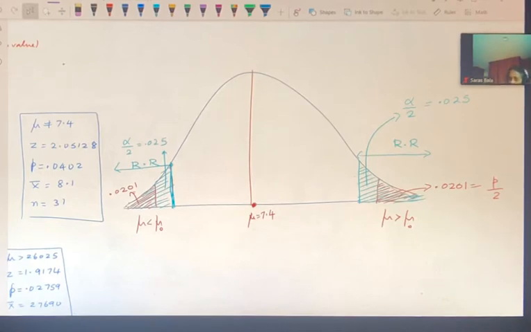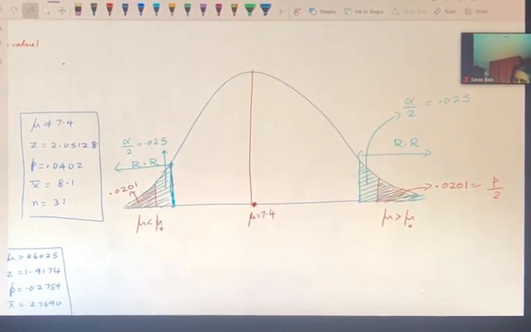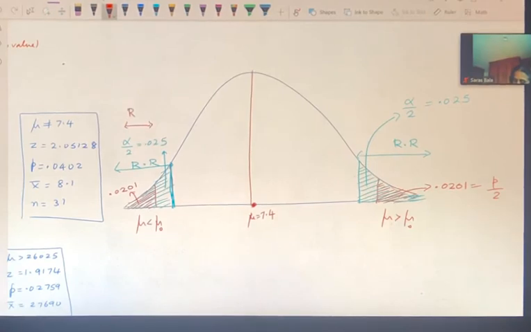So this is my rejection region, RR. And the same way, this is my rejection region.